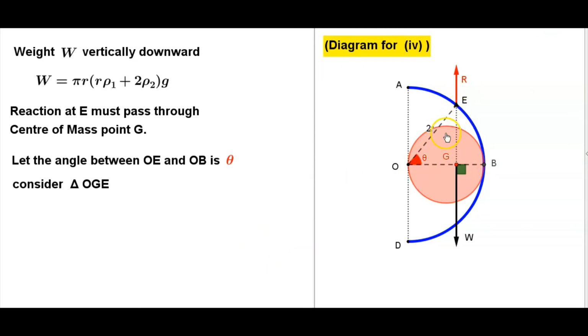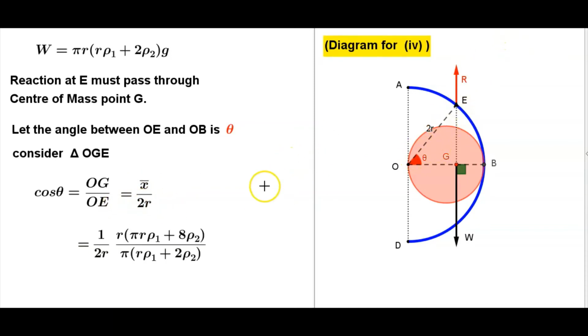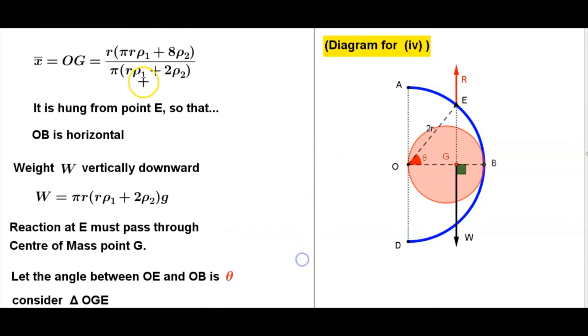Consider this triangle OGE. Cos theta is equal to adjacent over hypotenuse, OG over OE. This OG is the x bar, and OE is 2R. When we simplify this, 1 over 2R into x bar, for this x bar we can put this one. We already found it in the previous part.